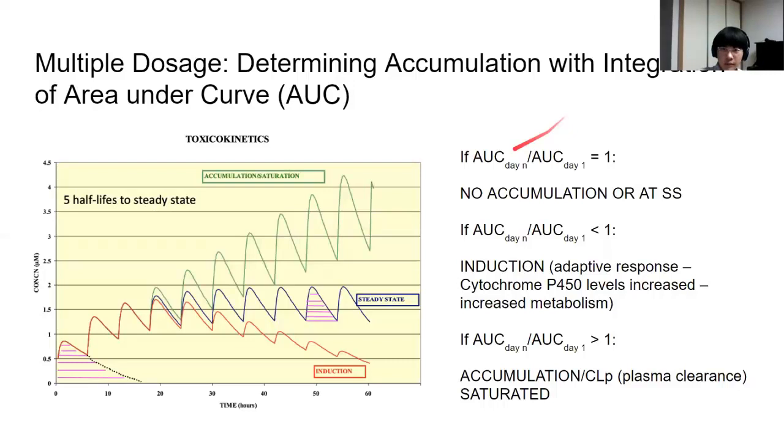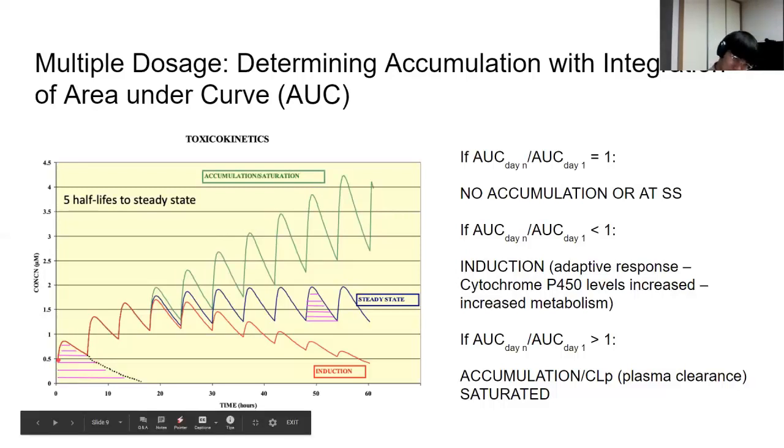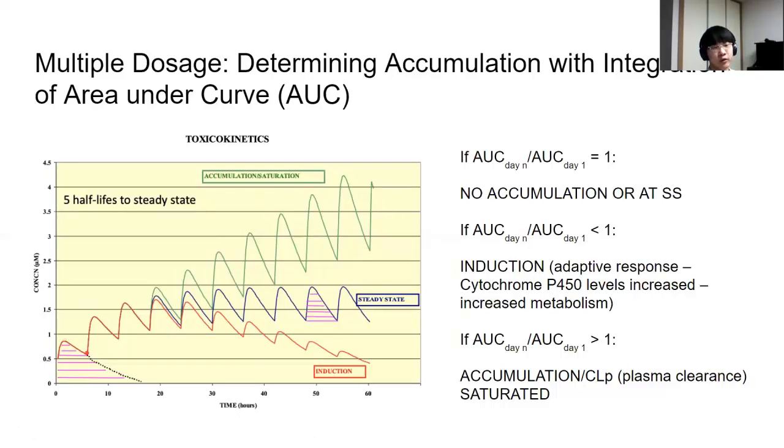Now we're going to talk about the multiple dosage and determining the accumulation with the integration of area under the curve, which is also called AUC. So usually when the drug gets inside our body, this is how one dose of a drug, so one input of the drug, moves. As you can see here, you can see the small absorption phase and then some elimination phase. This is extrapolated because it's not as it goes.